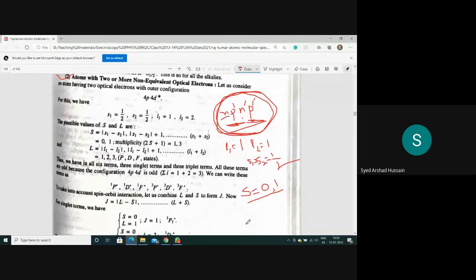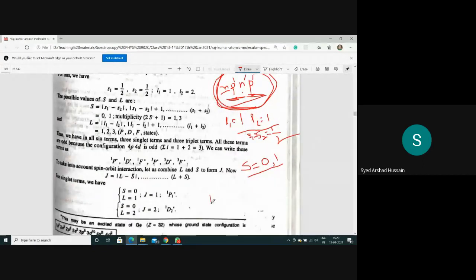Clear? Then these two L will interact and you will have a resultant capital L whose value will be L1 plus L2 to L1 minus L2. L1 plus L2 is 1 plus 1, 2, or 1 minus 1, 0, and in between, 1, decreasing by one each time. So the value of L will have three values. This is due to what? Due to residual electrostatic interactions. You will have capital L values of 2, 1 and 0.